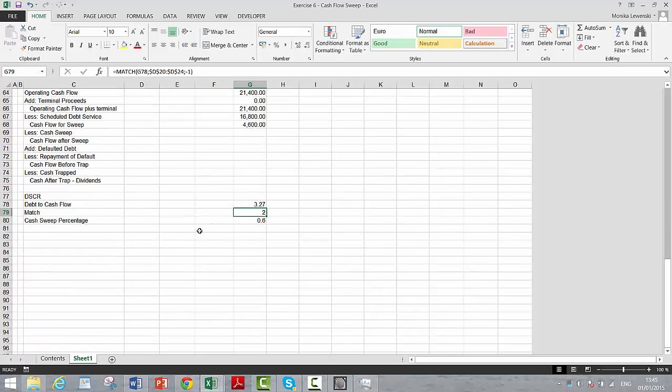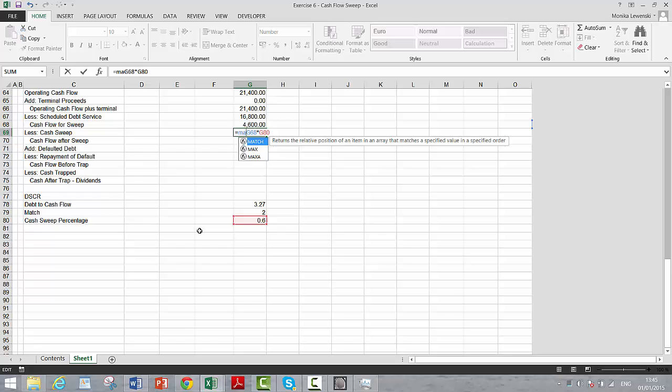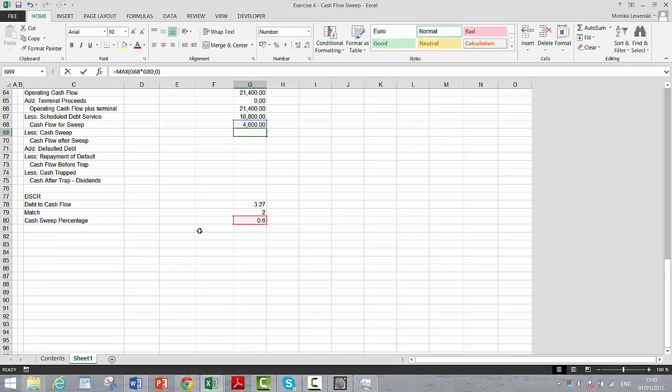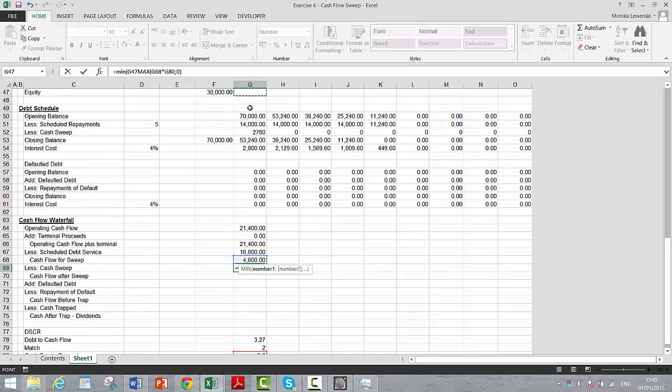So we have a 60% cash flow sweep, which means that we take the cash flow available for the cash sweep and you first multiply it by the 60%. Now you would only ever sweep the cash flow if this thing is positive. So we put that around. And finally, we would never make a cash flow sweep unless we have enough debt. We don't have to sweep the cash flow if we have no debt left.